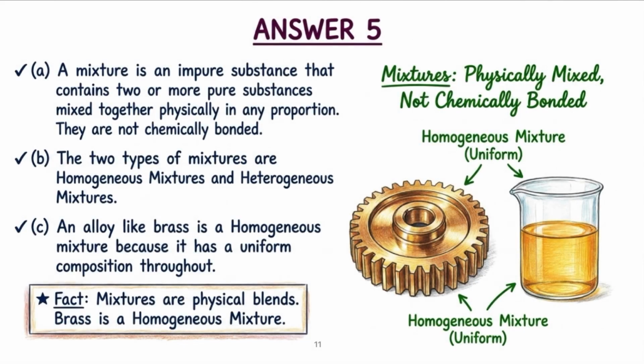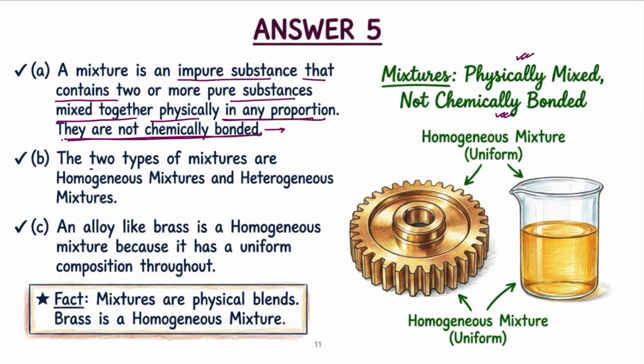So what is a mixture? A mixture is an impure substance that contains two or more pure substances mixed together physically in any proportion, but the components of the mixture do not show any chemical reaction. There is no chemical reaction between the components of the mixture. This is the definition of mixture. So mixtures are physically mixed.